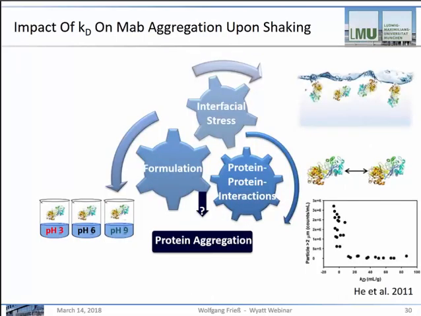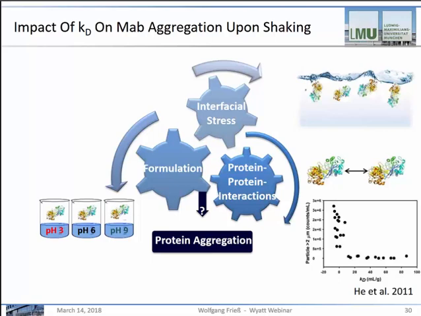Now, two additional aspects beyond the temperature-dependent behavior of a monoclonal antibody. One was on the behavior of aggregation of protein at the interface. Upon mechanical stress, shaking, stirring, pumping, we know that large aggregates can form. And this is affected by the formulation.